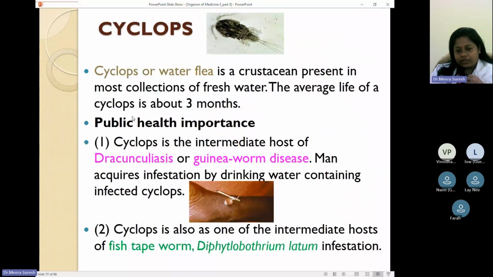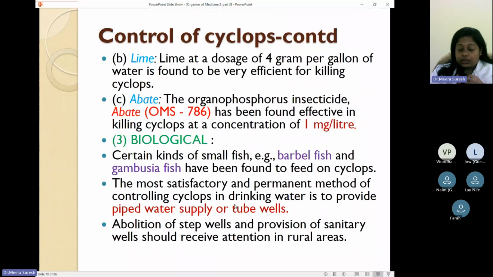And it is from that, as we have already discussed in dracunculiasis, that the blister will burst in water. And if it bursts, this blister will be completely filled with the organism which can cause guinea worm disease. So now there is abolition of the step wells and also provision of sanitary wells so that guinea worm, or dracunculiasis, is reducing.